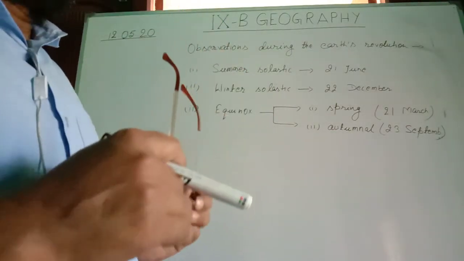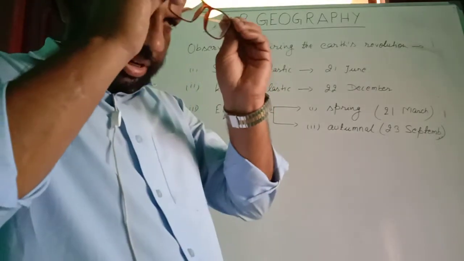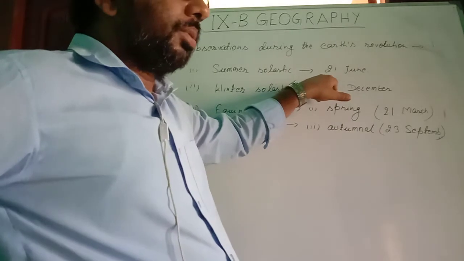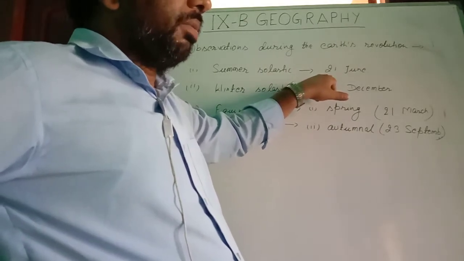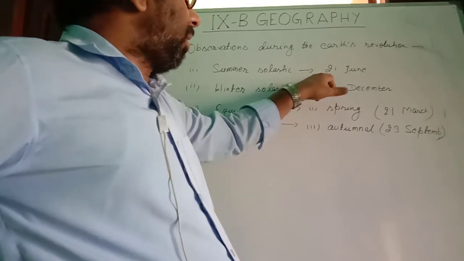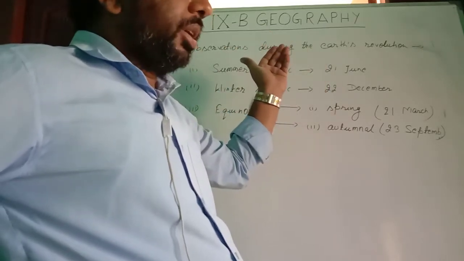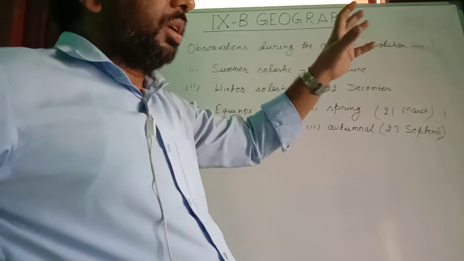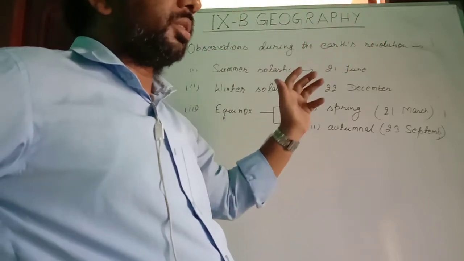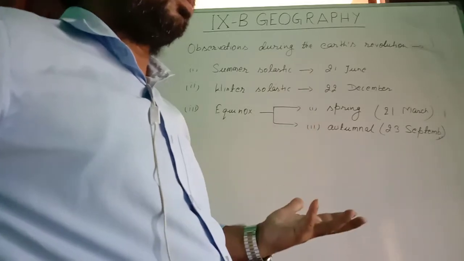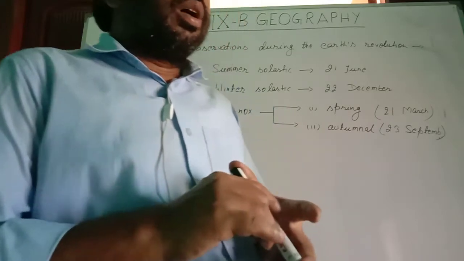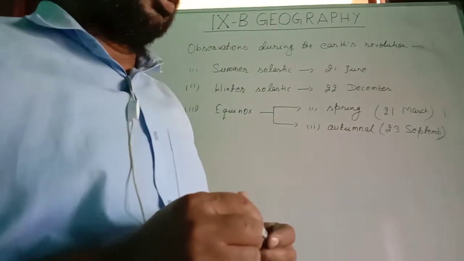As the earth changes its position regarding the sun, on 21st June the sun shines above the Tropic of Cancer. Then the northern hemisphere is tilted towards the sun and experiences the summer season, and in the summer season the length of the day is longer and the length of the night is shorter.